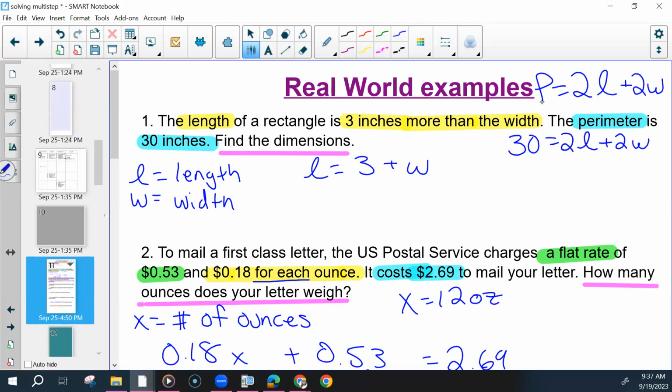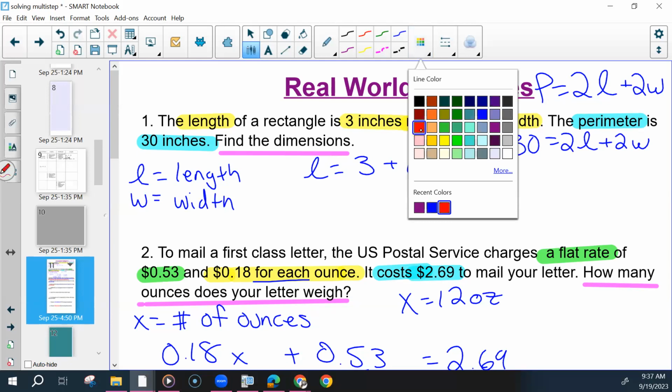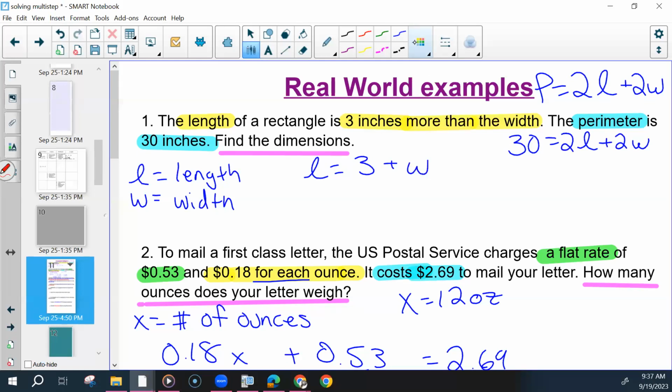And then once you get the hang of this, you can skip that step and just go on to the next step. Because we have this L equation and we have L in our perimeter equation, we're going to take this part and put it in for this L. So kind of like when we're evaluating, we put a number into the equation, now we're putting a whole equation into another equation.